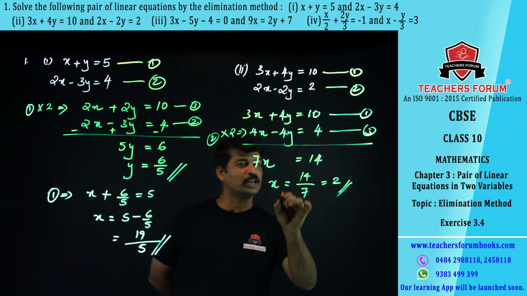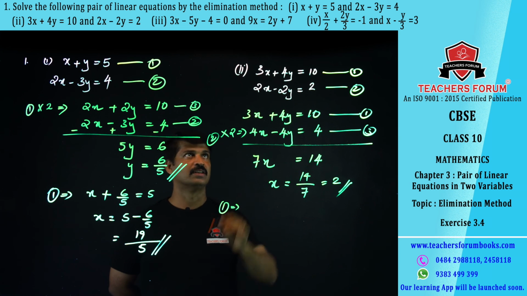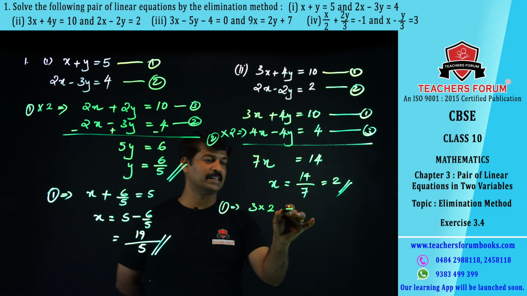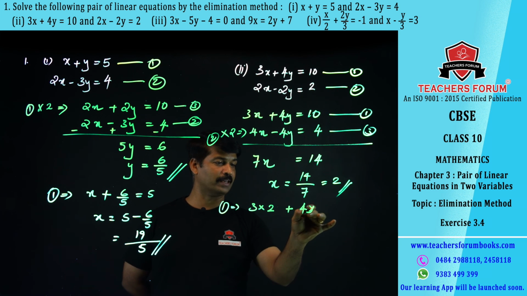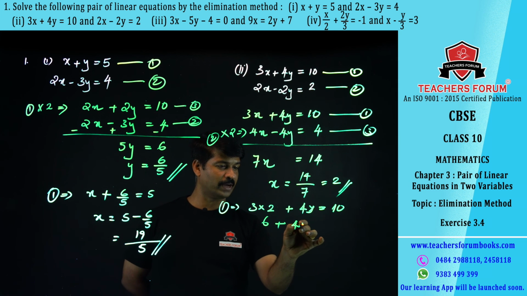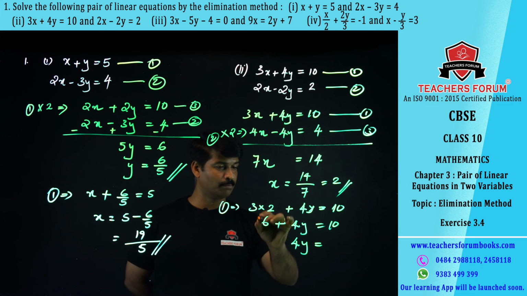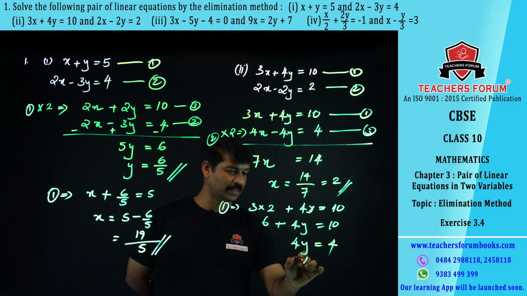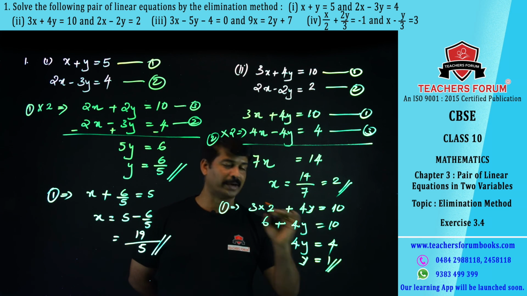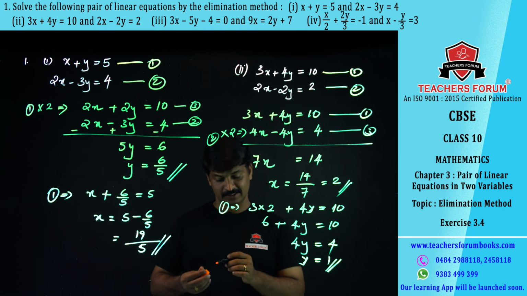Now you can substitute the value of x in first equation or in second equation. Let's substitute in the first equation. Now 3 into x. What is x? x is 2, plus 4y equals 10. That is 6 plus 4y equals 10. What is 4y? 4y equals 10 minus 6, that is 4. Then what is the value of y? Value of y equals 4 by 4, that is 1. So you get the value of x as 2 and the value of y as 1.